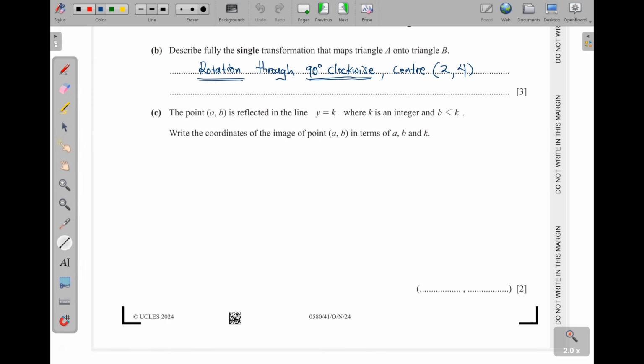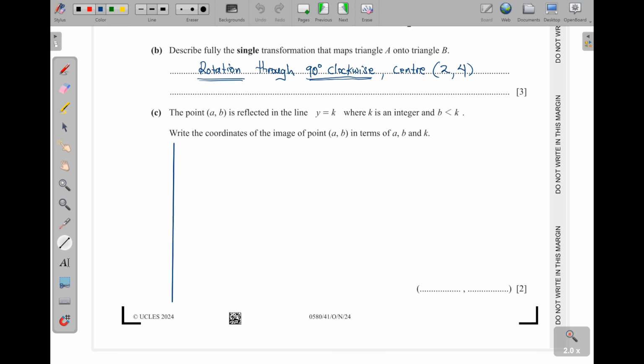So part C for question 2 is saying the point A(a, b) is reflected in the line y is equal to k, where k is an integer and b is less than k. Write the coordinates of the image of point A in terms of a, b, and k. Now let me draw some small sketching here.